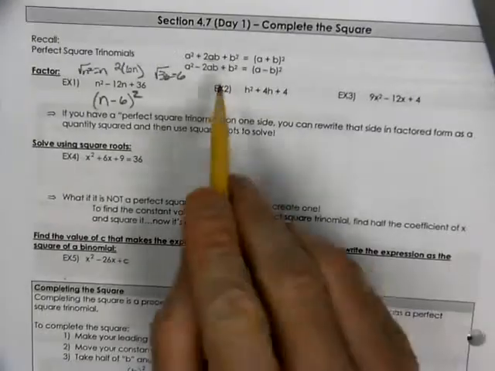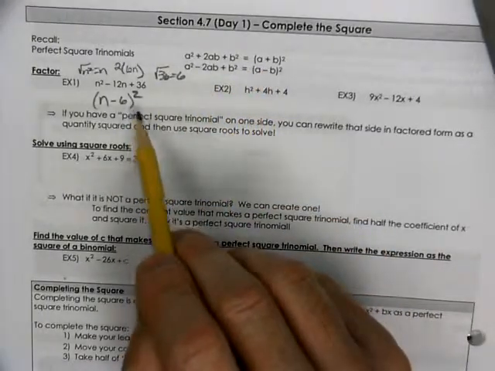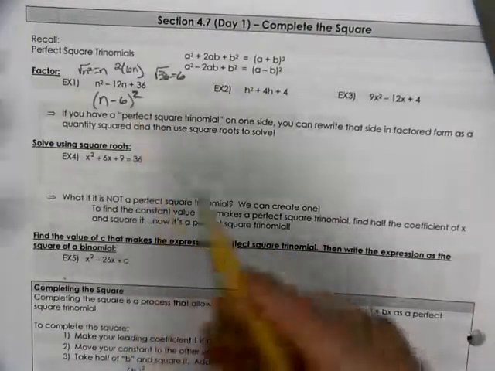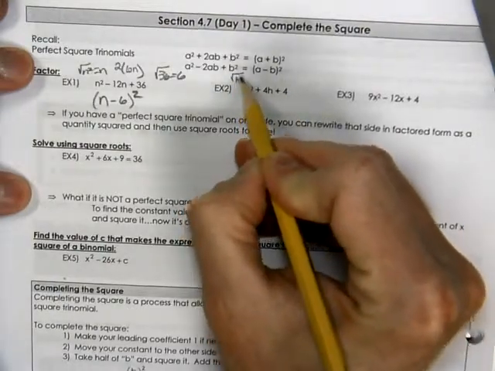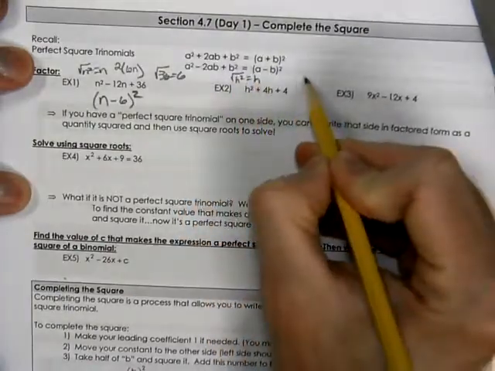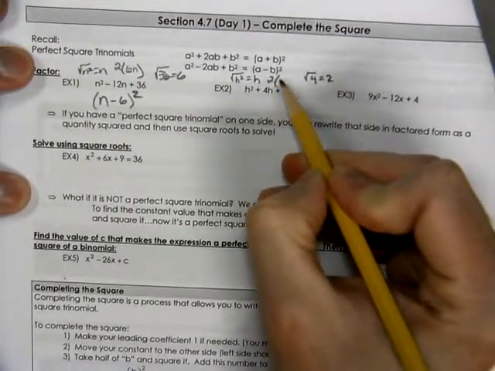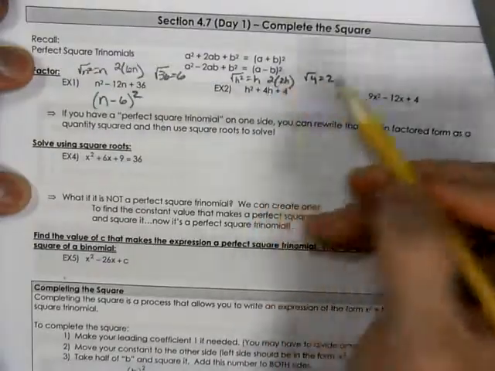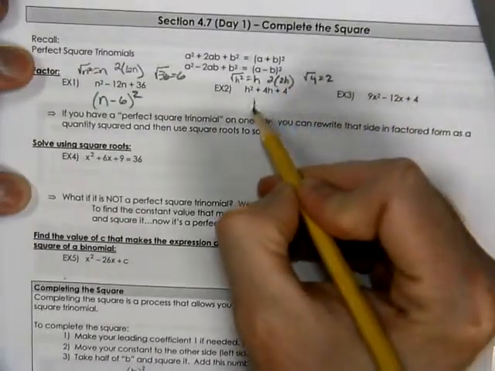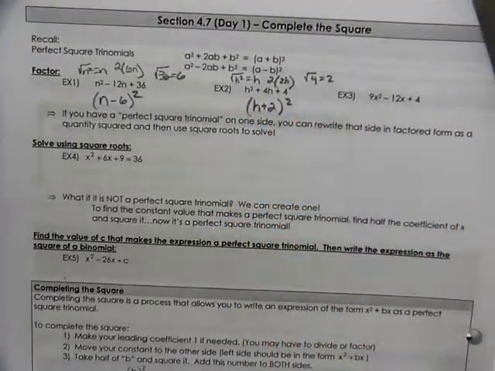This is using this special rule. We didn't make tables, we didn't use the box, we didn't do factor by grouping. You could, you'd get the same result every time. Let's take a look here. Can you square the first term? Can you square the last term? Is the middle 2 times that product? 4h? It certainly is. So this is h plus 2 squared.